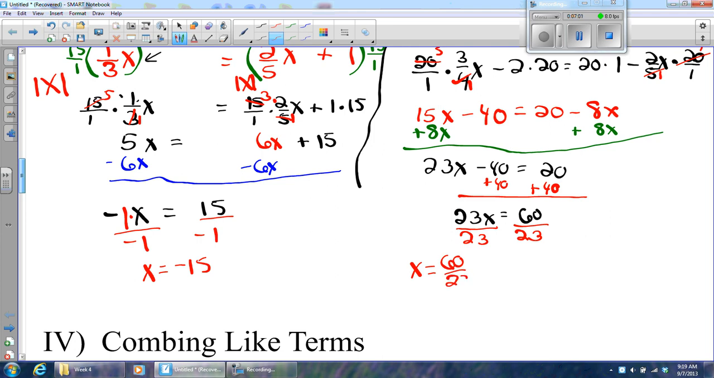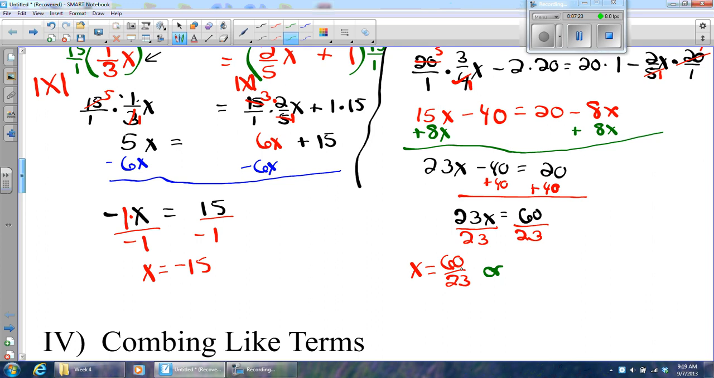Remember, an improper fraction is an acceptable answer. I know an elementary school teacher may have told you never leave an improper fraction. They're wrong. There are some times, especially when we get to slope, where improper fractions are the best thing to use. Now, if you're more comfortable with a mixed number, I don't have a problem with that.